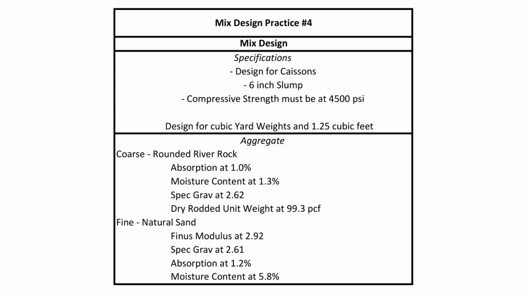This is going to be, we got a slump of 6 inches. We got a 28-day strength of 4,500 PSI. We want to design for 1 cubic yard. Coarse ag has an absorption of 1.0%, moisture of 1.3%, a specific gravity of 2.62, and a dry rodded unit weight of 99.3 pounds per cubic foot, and also we're dealing with a river rock.